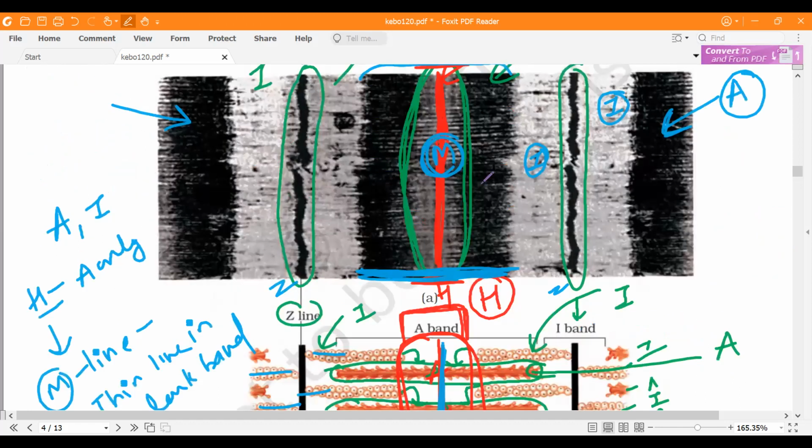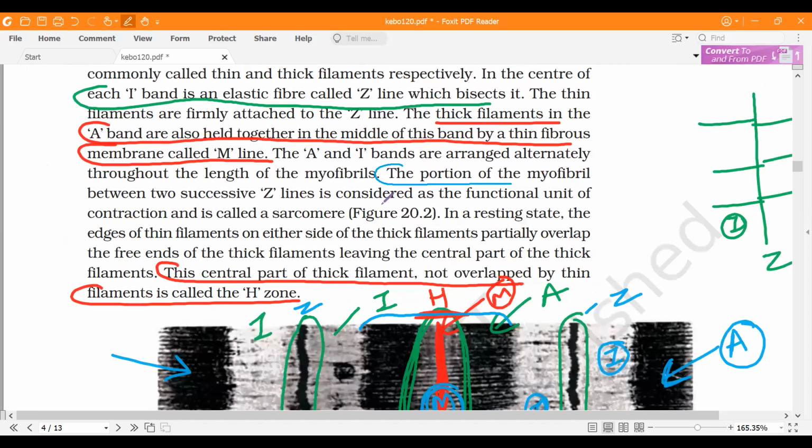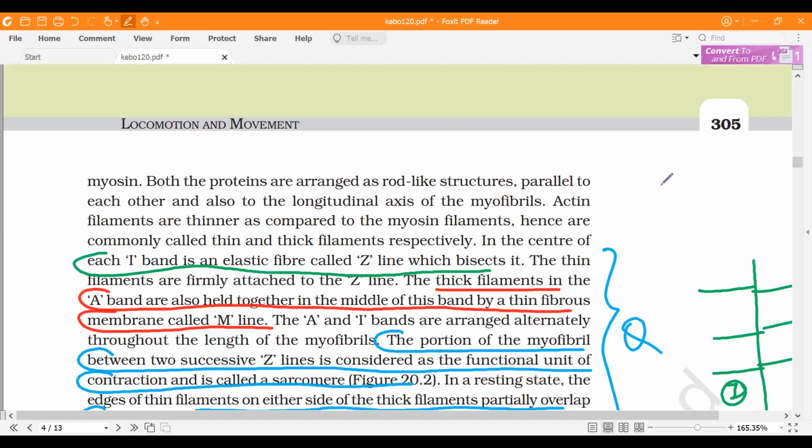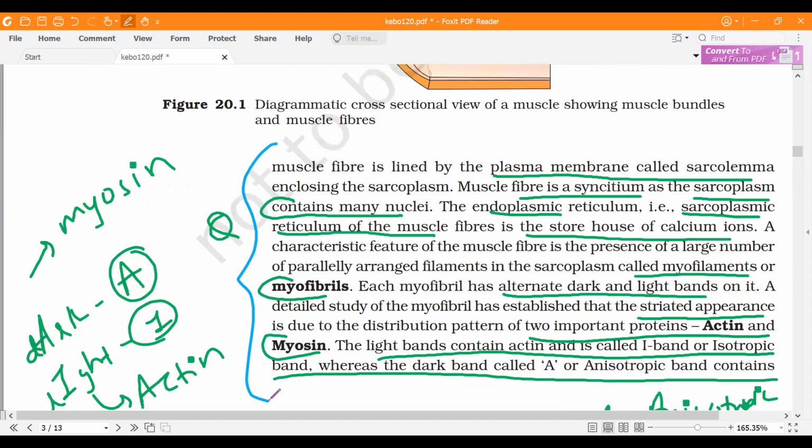So you should know that the portion of the myofibril between two successive Z lines is called the functional unit of contraction. It is termed the sarcomere. In the resting state, the thin filament will partially overlap the thick filament. That you should know. These are important sentences from this part.